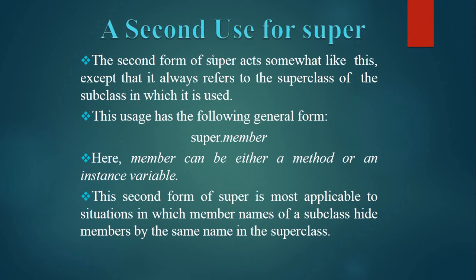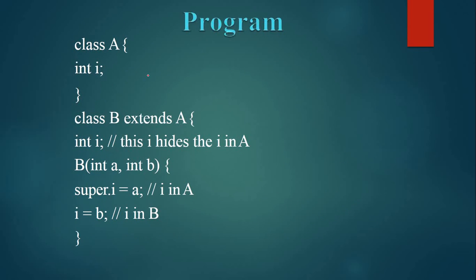Now the second use of super is that we can directly use members of the superclass. We will understand that by the program. Here in class A our variable is integer i. Class B is extending A. In it we have also declared integer i. So integer i exists two times. The first one is integer i in class A, and the second one is in class B.